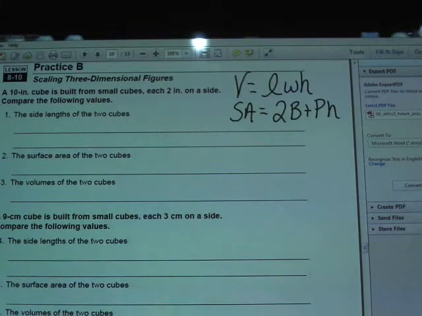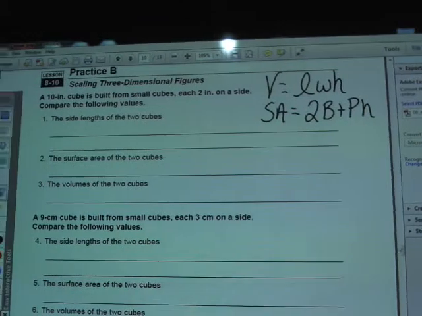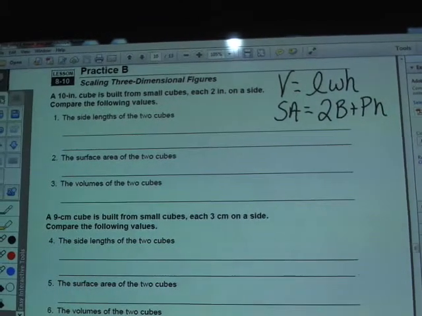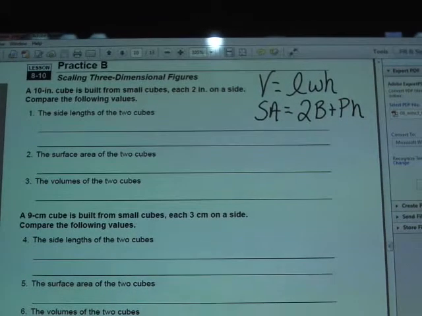4, 5, and 6 are similar. They use a different prompt, so you're going to use the approaches you see in 1, 2, and 3 to help you solve 4, 5, and 6. Alright, so the prompt here for 1, 2, and 3 says that a 10-inch cube is built from small cubes, each 2 inches on a side. And we're supposed to compare the following values, which is something we would do in ratio form.